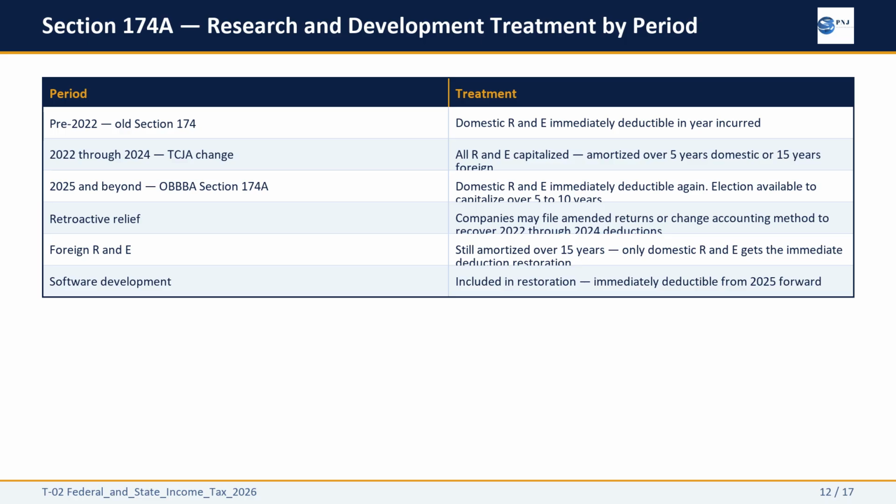The OBBBA created new Section 174A and reversed this for domestic costs. Starting in 2025, domestic R&E is immediately deductible again, including software development costs. Companies also have the option to elect to capitalize over 5 to 10 years if preferred. Companies that capitalized R&E costs for 2022 through 2024 may be able to file amended returns or change accounting methods to recover those deductions. Foreign R&E costs remain amortizable over 15 years. Only domestic R&E was restored.